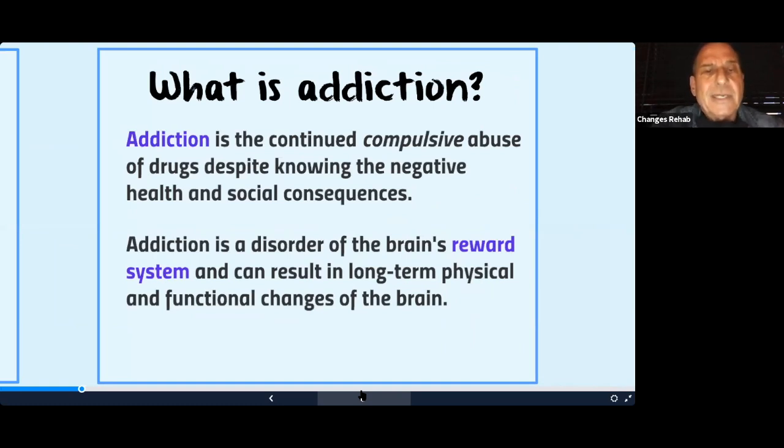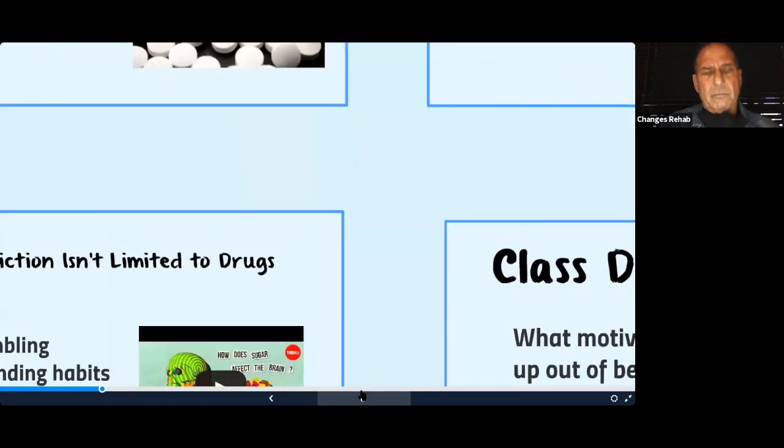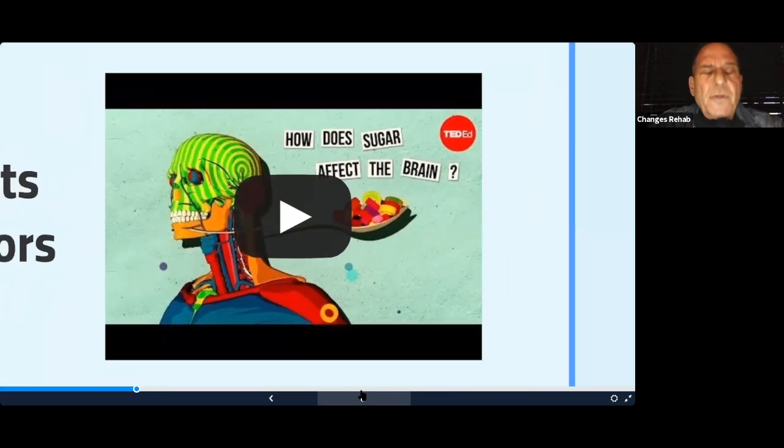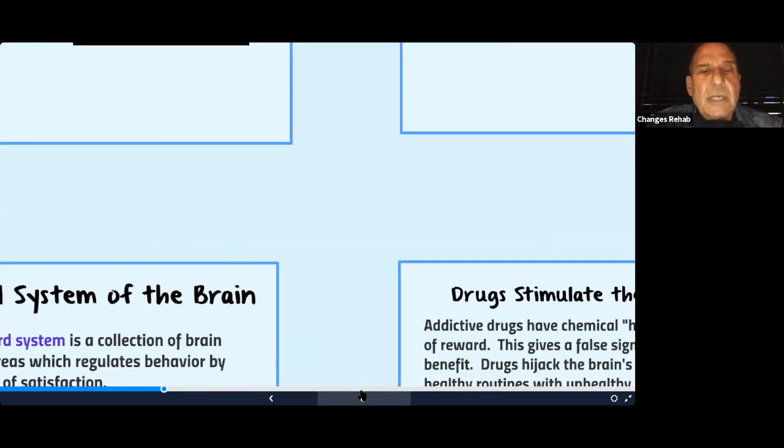What is addiction? Addiction is a continued compulsive abuse of drugs despite knowing the negative health and social consequences. Addiction is a disorder of the brain's reward system and can result in long-term physical and functional changes of the brain. An important thing to know is that addiction isn't just limited to drugs.